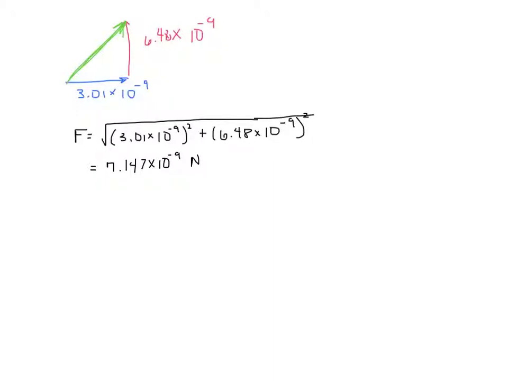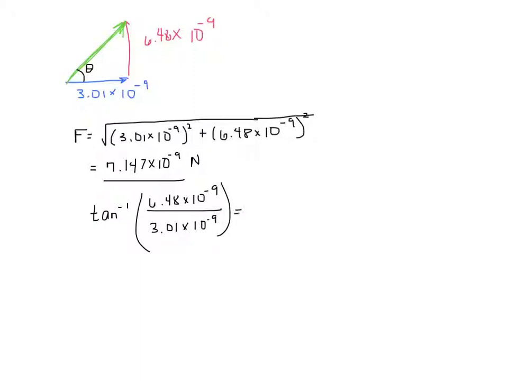Now, we need both magnitude, which is this piece, and direction, which is going to come from this angle here. So, to solve for the angle, we can do inverse tangent of our opposite over adjacent, which is 6.48 times 10 to the negative 9 over 3.01 times 10 to the negative 9, which gives you an angle of 65 degrees. So this would be your complete answer.